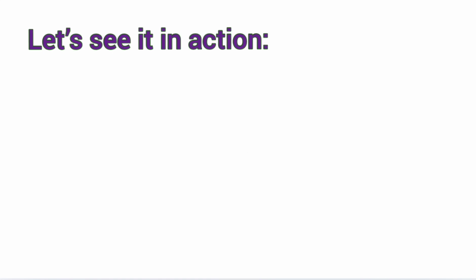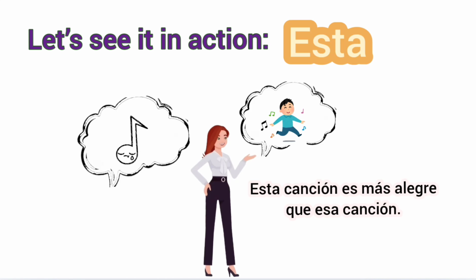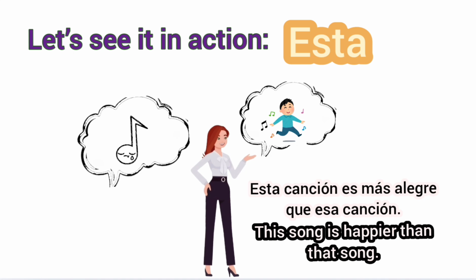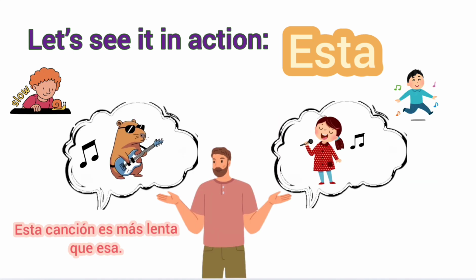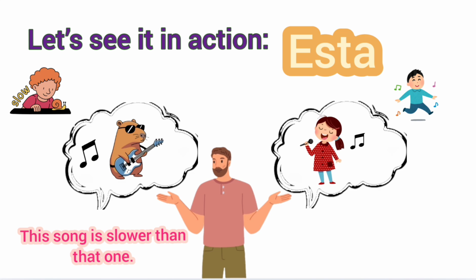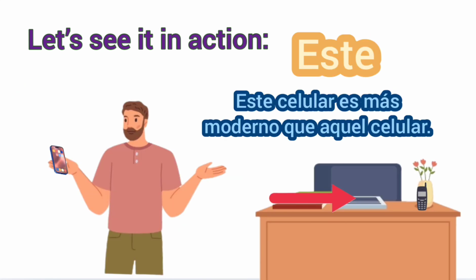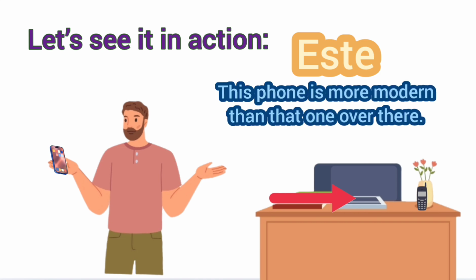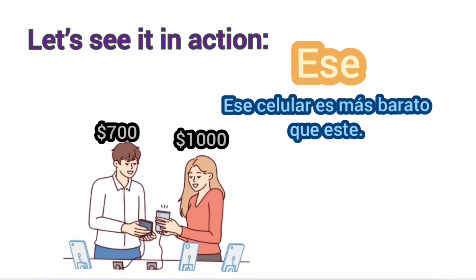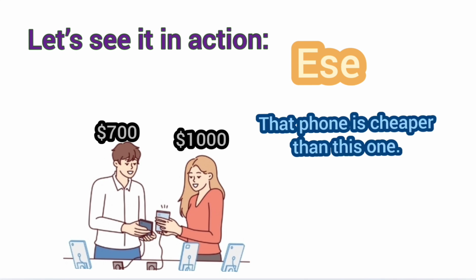Let's see it in action. Esta canción es más alegre que esa canción. This song is happier than that song. Esta canción es más lenta que esa. That means this song is slower than that one. Este celular es más moderno que aquel celular. That means this phone is more modern than that one over there. And finally, ese celular es más barato que este. That means that phone is cheaper than this one.